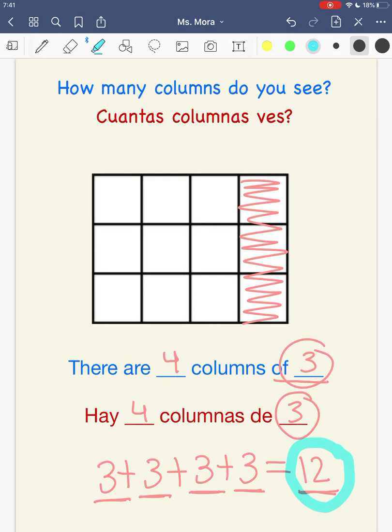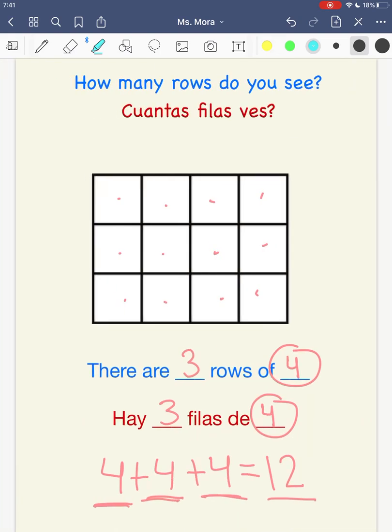Guys, just to be clear, remember we said our array was the same as the one on the other side, and that's why our total is 12 for both. So here we have 12 squares in this array. This other array that was this exact same one also has 12 squares because our array didn't change. Just on this slide, we talked about the rows.